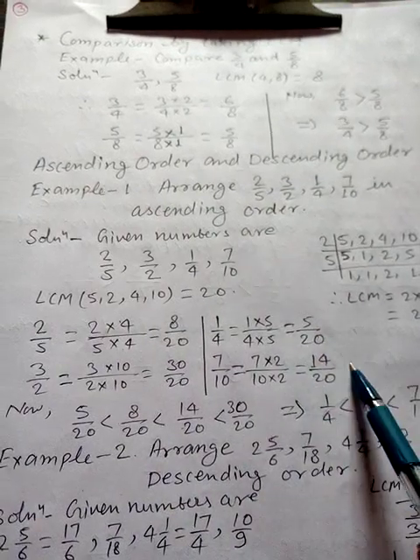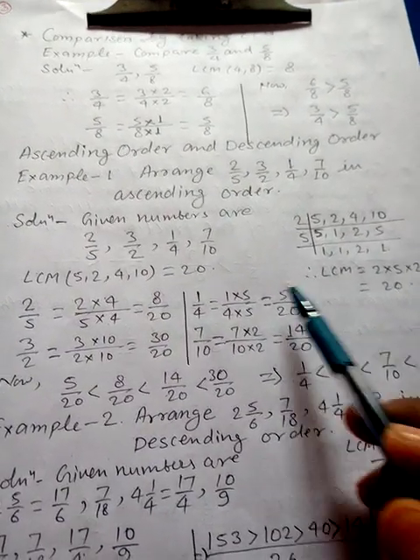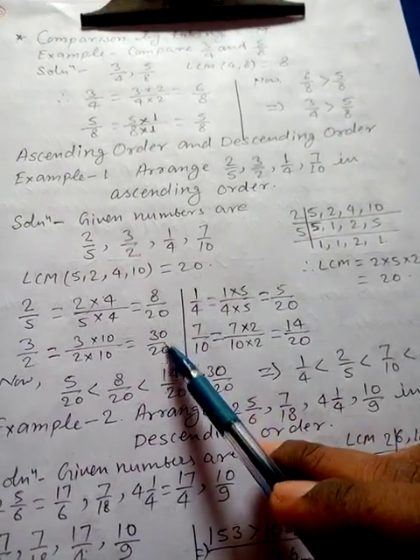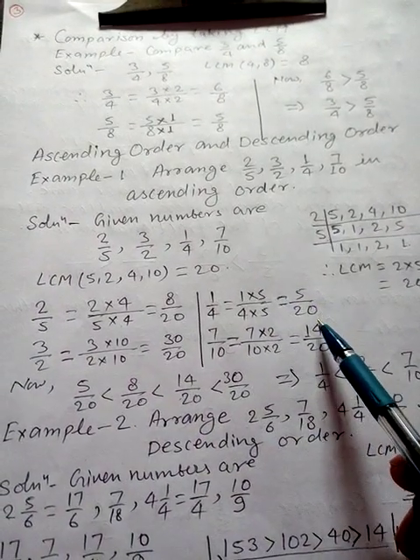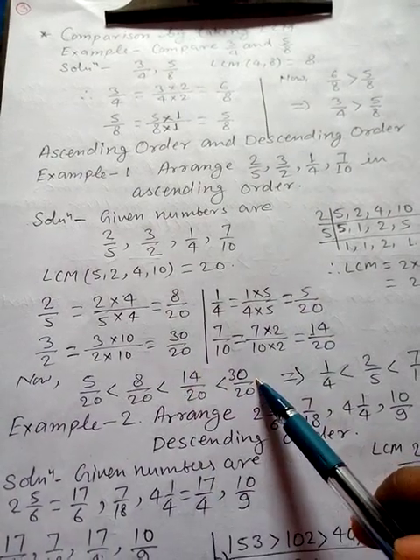Denominators are the same, so we just write from smaller to greater. 5 is smaller, so 5 by 20 is smallest. Then 8 is next, so 8 by 20, greater. Next is 14 by 20, and then 30 by 20.